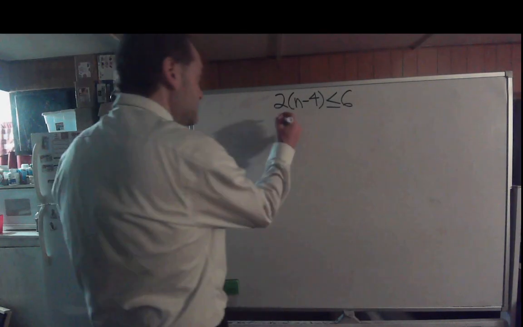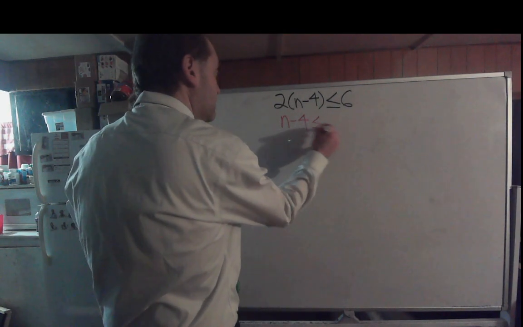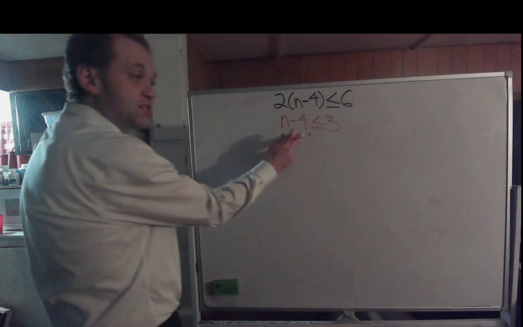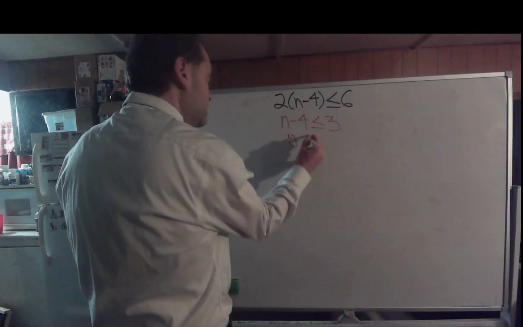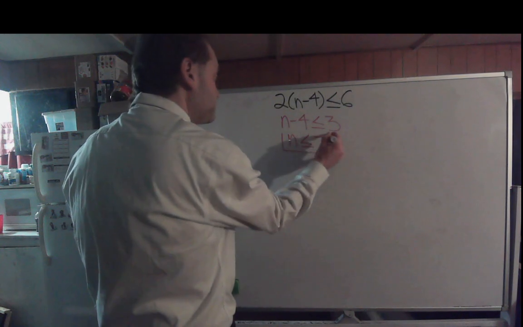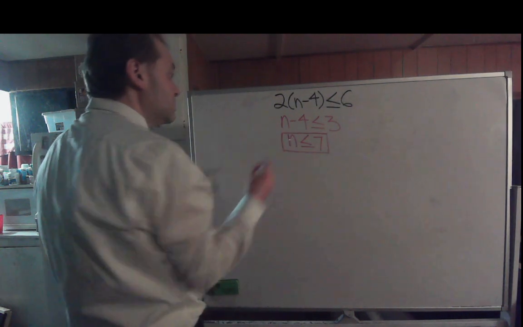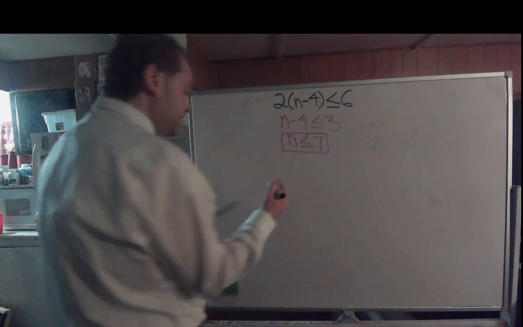If you do that, you'll get that n minus 4 is less than or equal to 3. And now you can solve for n by itself by adding 4 to both sides. You would get that n is less than or equal to 7. So n less than or equal to 7 is your solution.